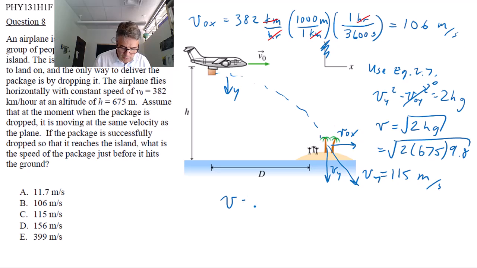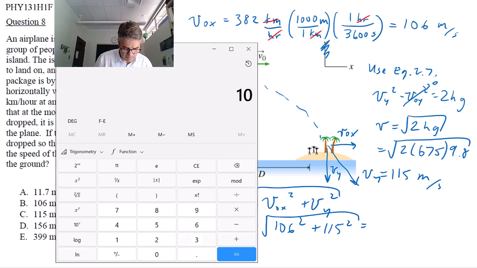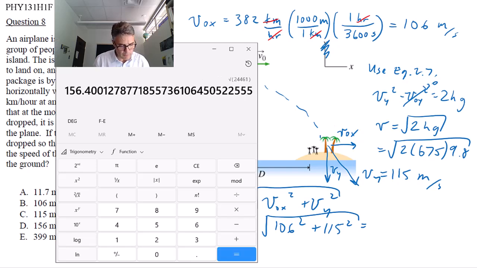So V is going to be, by Pythagoras, the square root of the Vx squared plus the Vy squared. So it's going to be the square root of 106 squared plus 115 squared, which equals the square root of 156.